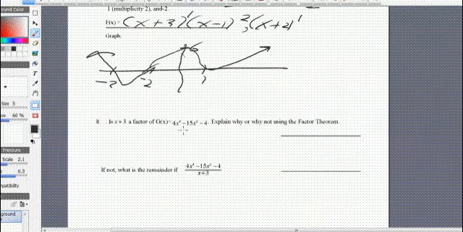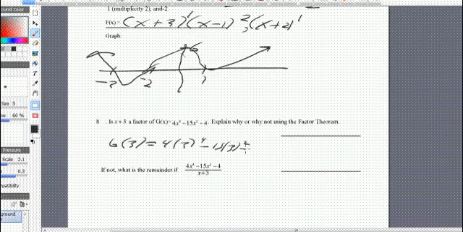Is x minus 3 a factor? What do you do? You plug it in. You go g of 3 equals 4 times 3 to the 4th, minus 15 times 3 squared, minus 4. 3 squared is 9. 9 times 9 is 36. 36 times 4 is 144.